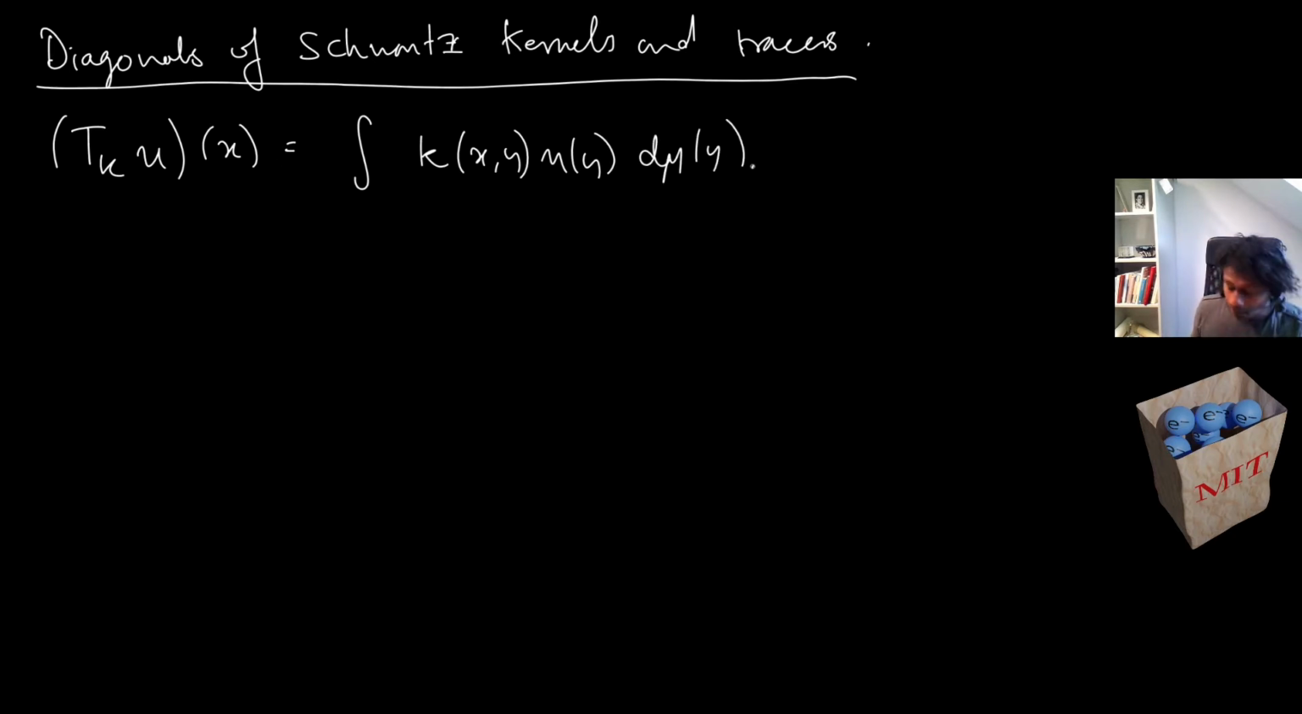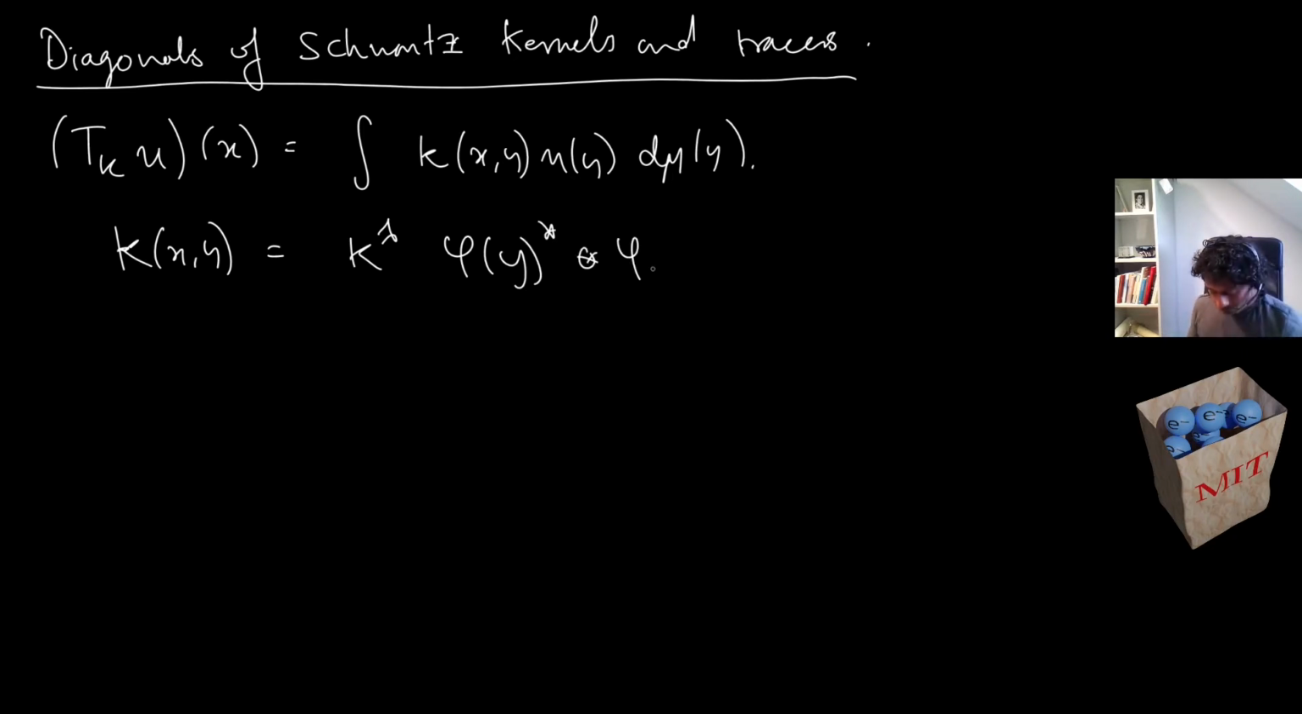And we further suppose that we have an eigen decomposition of this. So k(x,y) can be written as the sum of k_lambda phi_lambda(y)* phi_lambda(x). These are the eigen sections. So what we really want to talk about are traces of this.